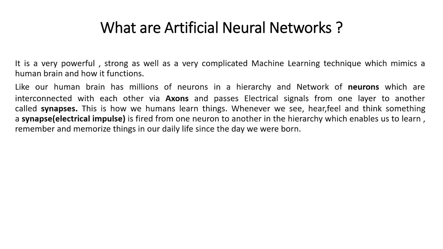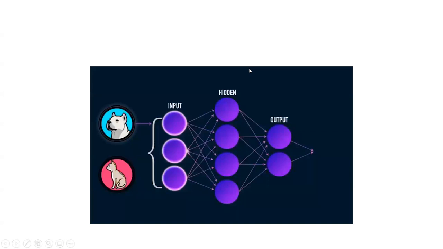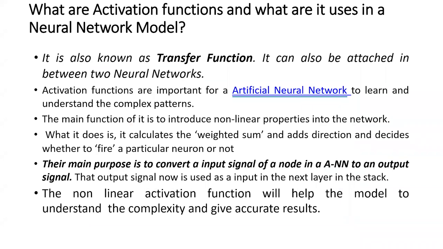So this is the entire architecture, on a very high level, of an artificial neural network, right? Now, this is an artificial neural network which has the input layer, the hidden layer and the output layer. Now, what are these activation functions and what are their uses in the neural network model, right? Activation functions are also known as transfer functions, right? Why transfer functions? You will obviously understand that it transfers one signal from one node or one neuron to the other node or the other neuron, right?